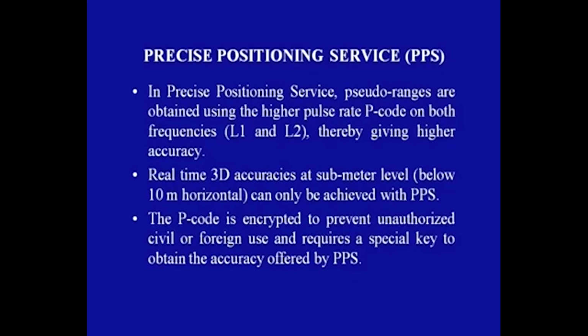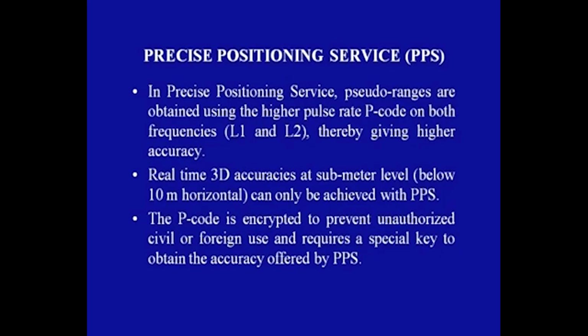The second type of positioning system is the precise positioning service, in short known as PPS. In precise positioning service, pseudo ranges are obtained using high pulse rate P code on both frequencies L1 and L2, thereby giving higher accuracy. Real-time 3D coordinates at sub-meter level, below 10 meter horizontal, can be achieved with PPS.